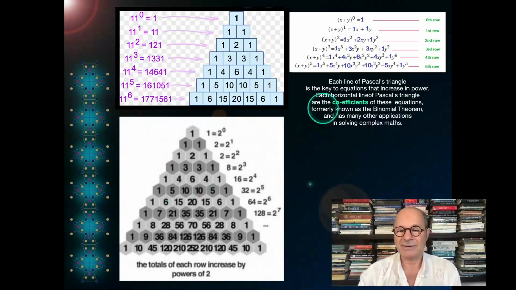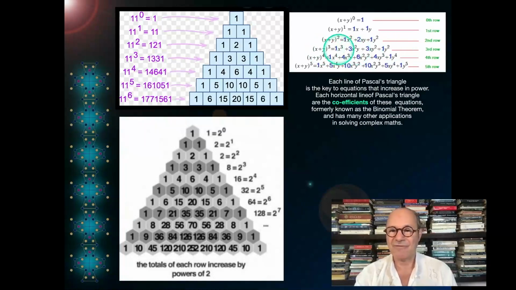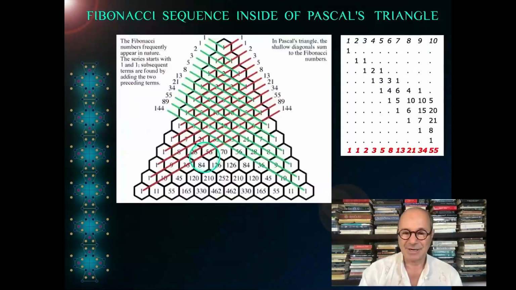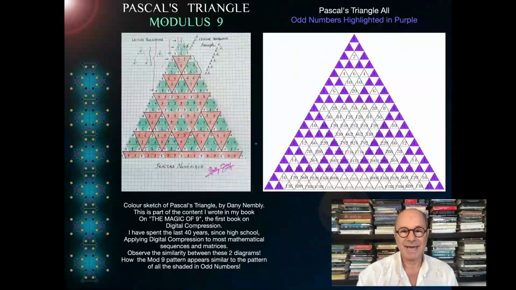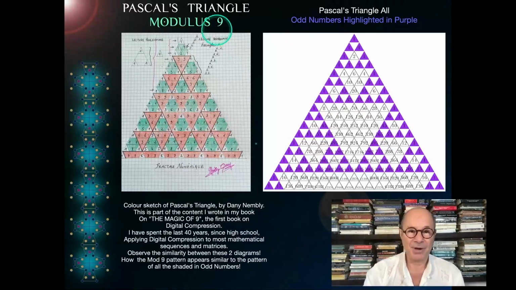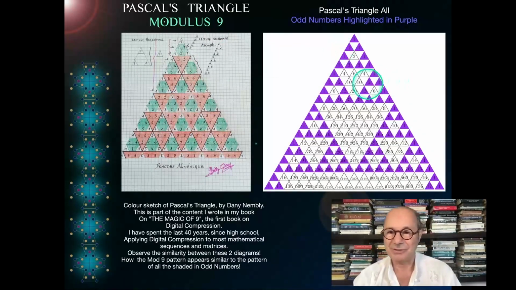So we know that the coefficients of the binomial theorem, when we look at x plus y squared, x plus y cubed, all these coefficients reveal Pascal's triangle, the numbers in the lines. So there's a lot of number theory here, how we even can make Fibonacci numbers from Pascal's triangle. But what I want to show you is how we can take away the number 9 from everything in Pascal's triangle.